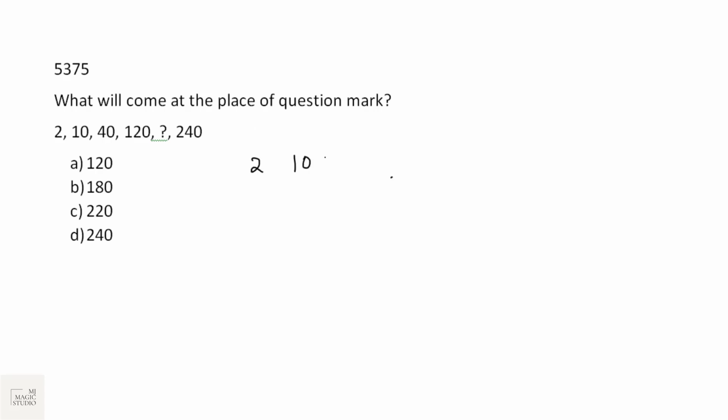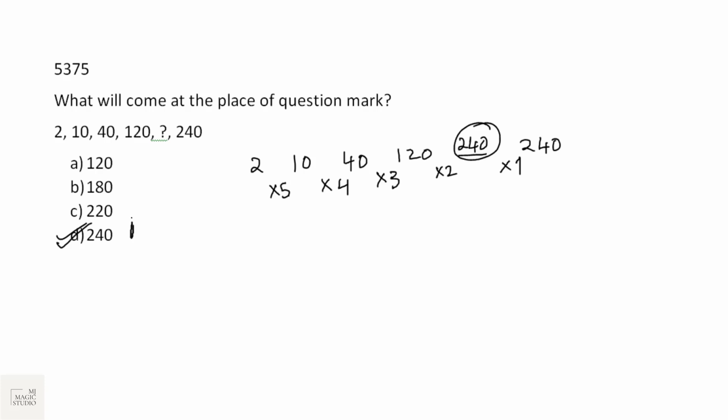One more: 2, 10 and then 40. This is giving me a hint of multiplication. Let us see. 2 into 5 is 10, 10 into 4 is 40, 40 into 3 is 120. Bingo. It is into 5, into 4, into 3. Then it should be into 2 and then into 1. So 120 into 2 is 240 and 240 into 1 is also 240. That means the missing number is 240. Option D.